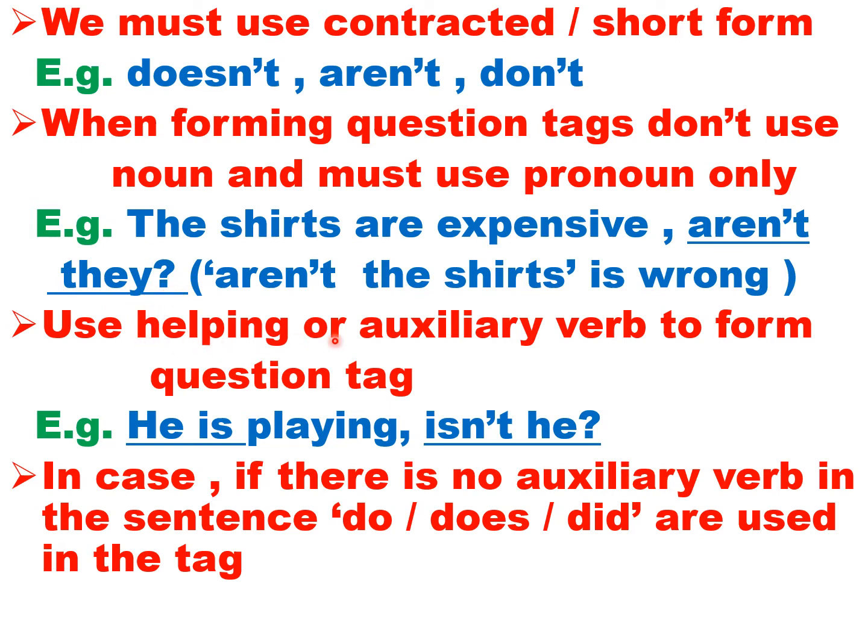Use a helping or auxiliary verb to form the question tag. We must use an auxiliary or helping verb. He is playing. See, is is the auxiliary verb. So, we are writing isn't he, is not he. The contracted form of is not is isn't, then the subject he. In case there is no auxiliary verb in the sentence, we must use do, does or did.